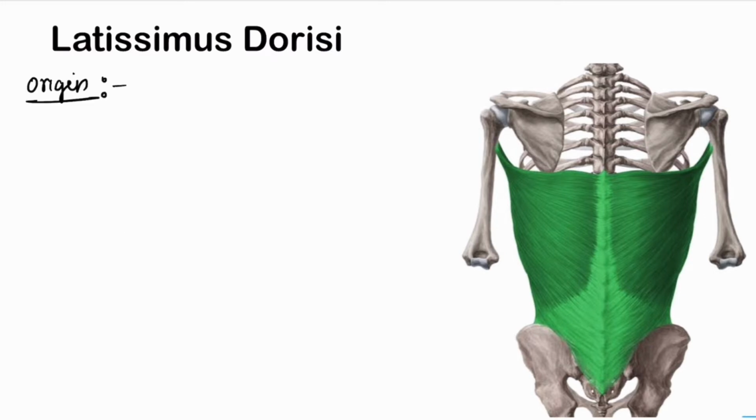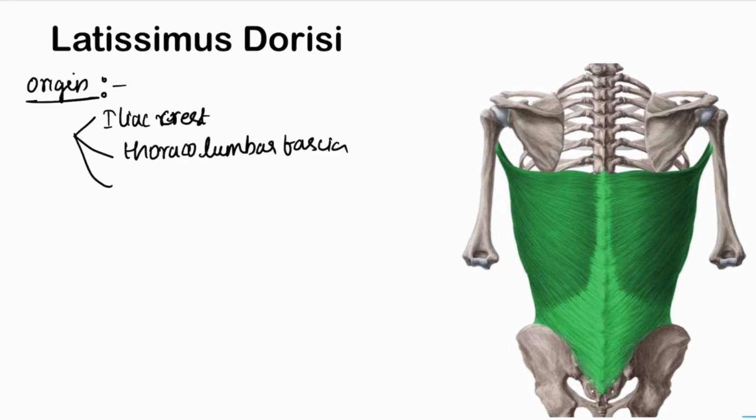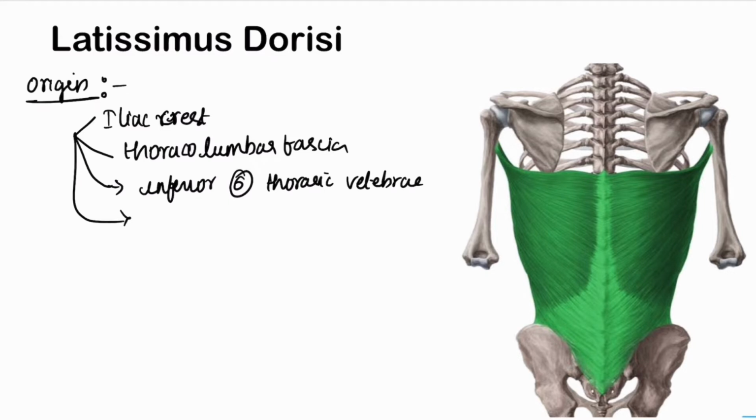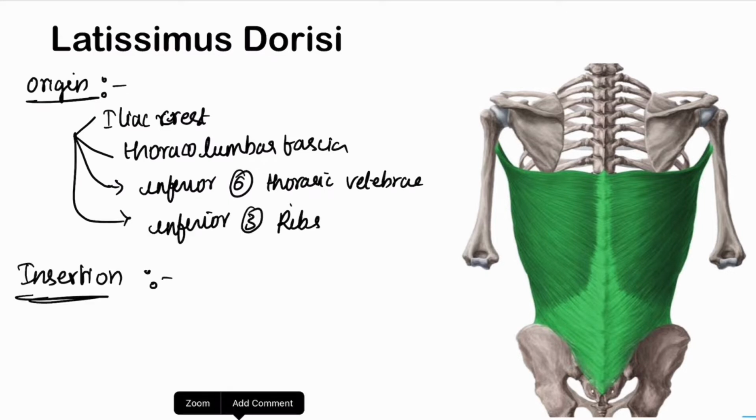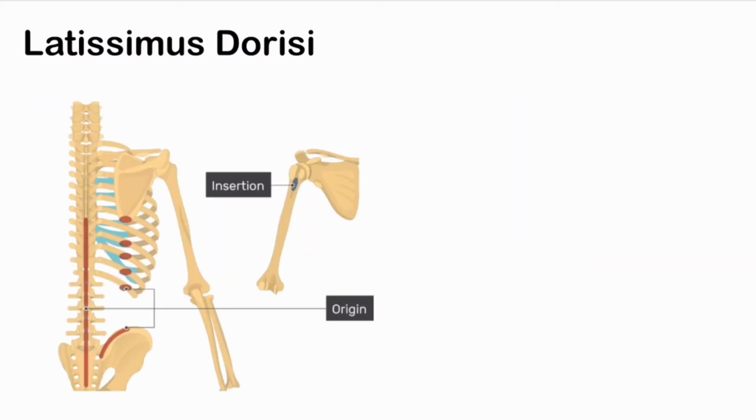This muscle originates from the iliac crest, thoracolumbar fascia, inferior 6 thoracic vertebrae, and inferior 3 ribs. Insertion: it inserts onto the floor of the intertubercular groove of the humerus. Now let us see the origin and insertion in another diagram.